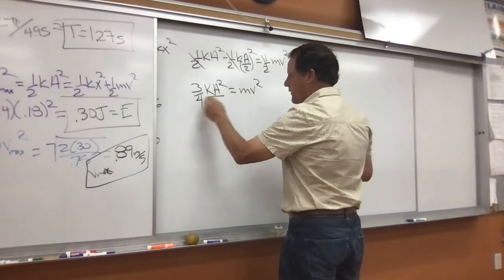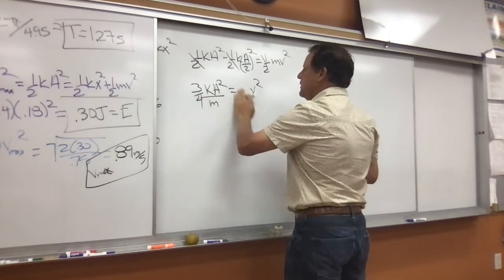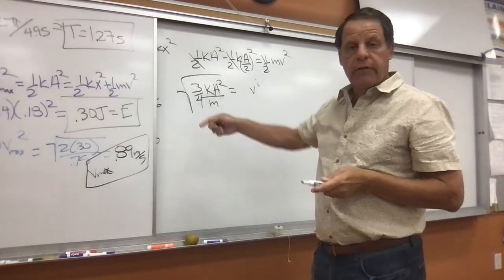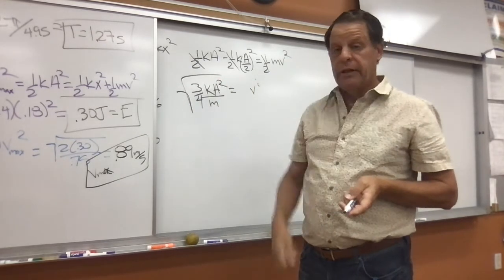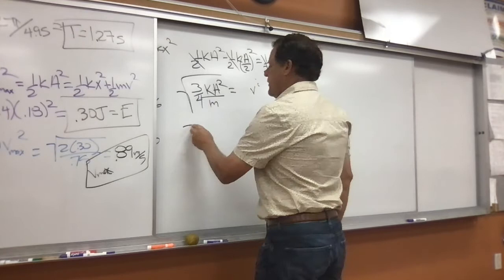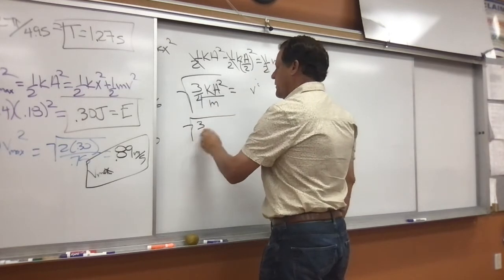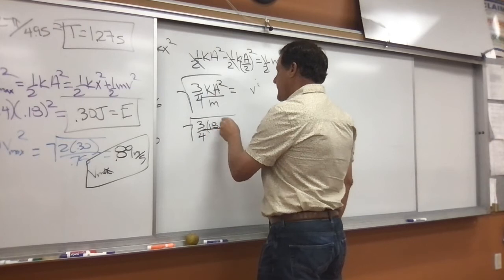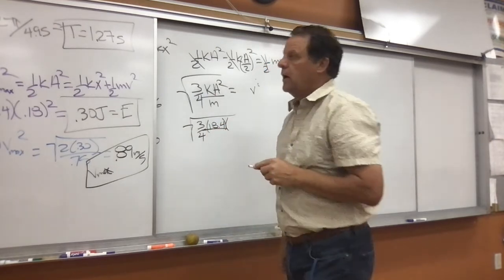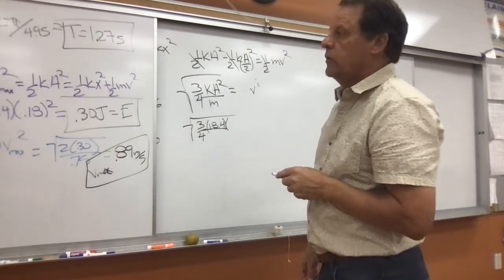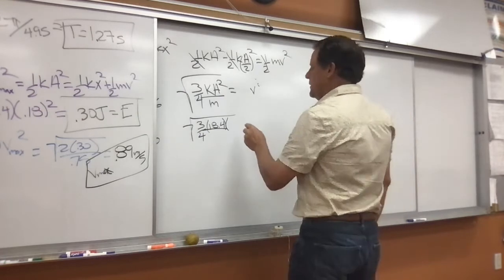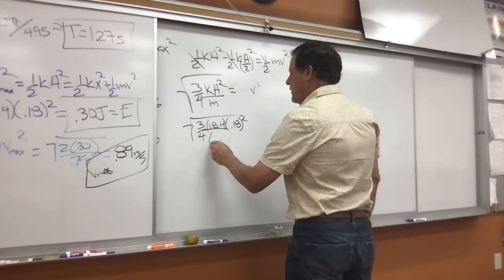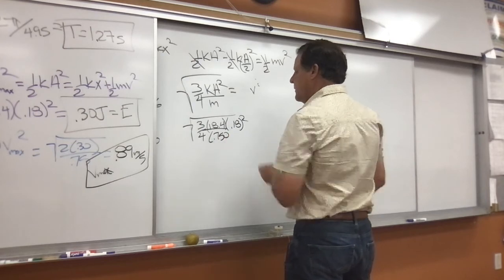And then we're going to divide by m, and then we're going to take the square root. Okay, so we can see a very similar relationship there. But now the numbers are going to be slightly different. So we're going to have 3/4. This is 18.4. And our amplitude was 0.18. That gets squared, and we're going to divide by 0.750.